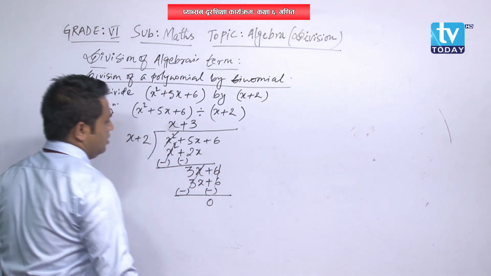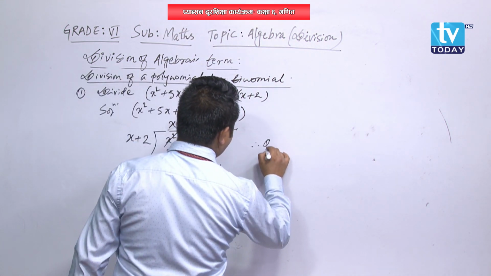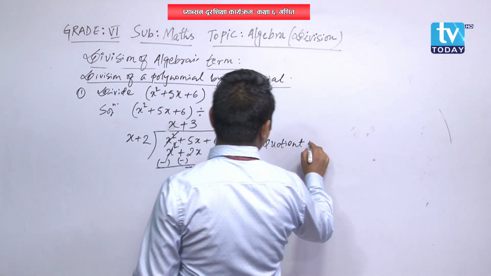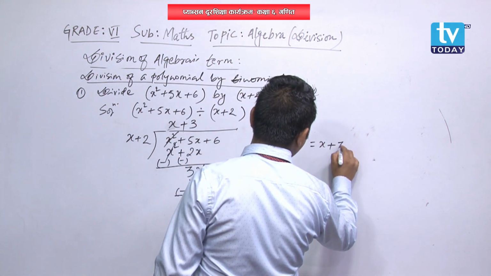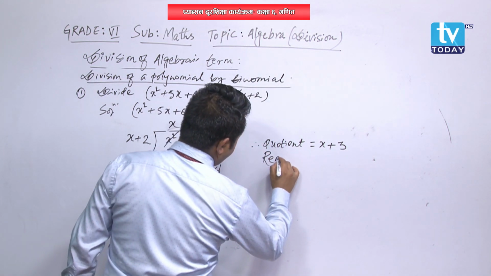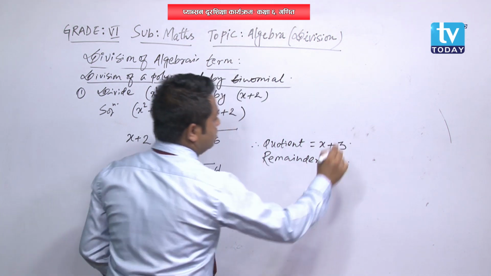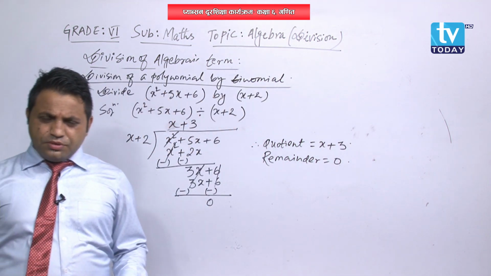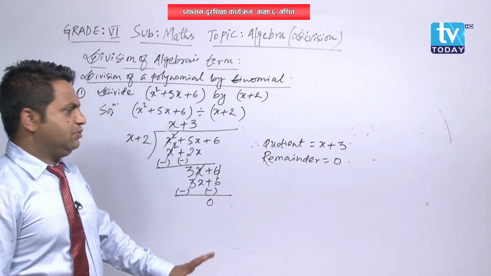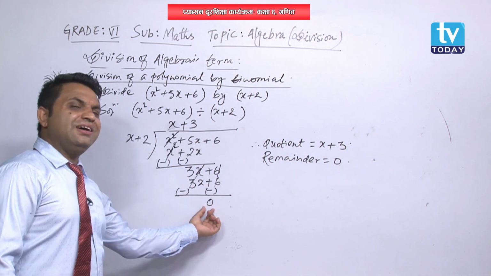Then therefore your quotient equals x plus 3 and remainder equals 0. Therefore quotient is x plus 3 and remainder is 0. This is the divisor, this is the dividend, this is the quotient, and this is the remainder.